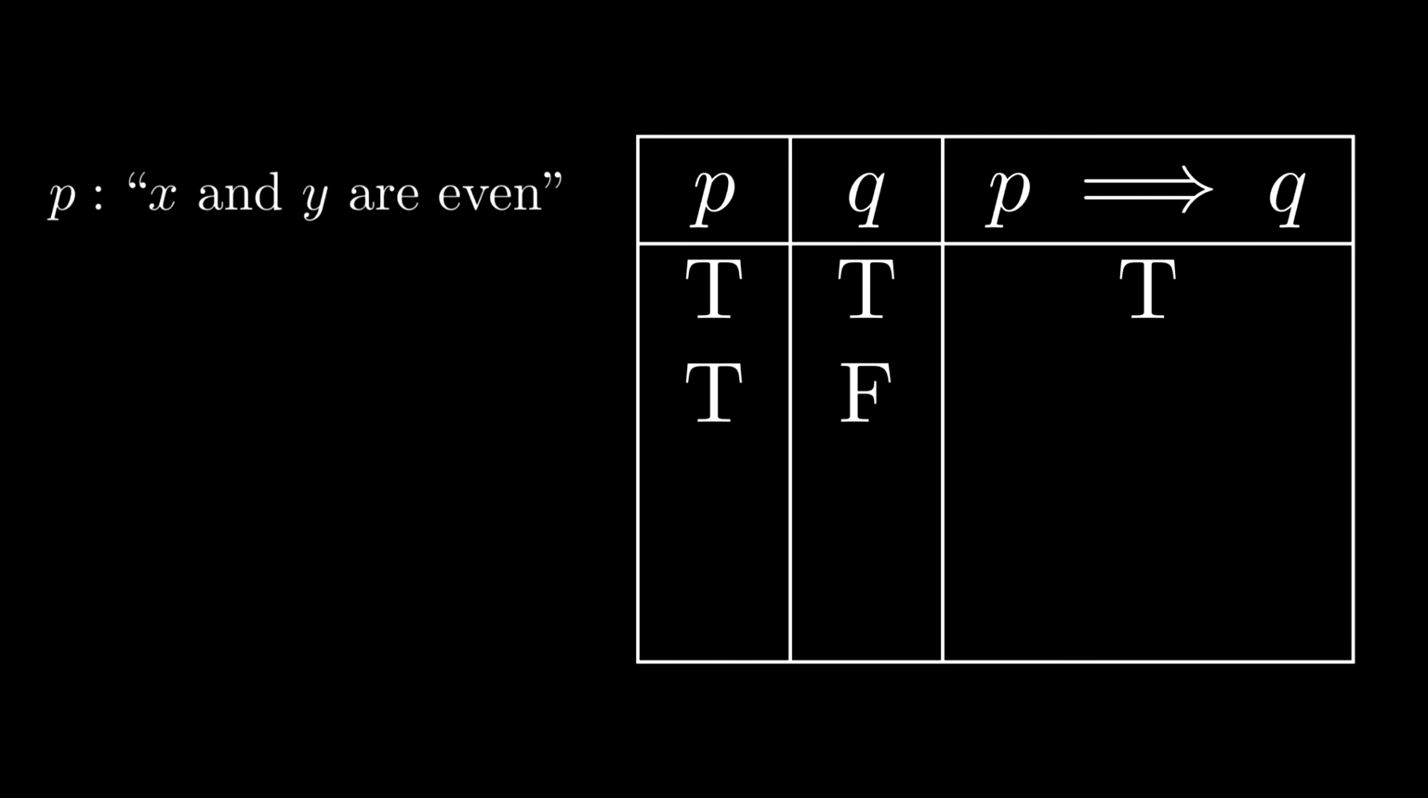Now consider when p is true but q is false, so the statement reads as, if x and y are even, then x plus y is not even. We now ask ourselves, is it possible to add two even numbers and end up with an odd number? You can try as hard and for as long as you want, but I can guarantee that you'll never find two even numbers that sum to an odd number.